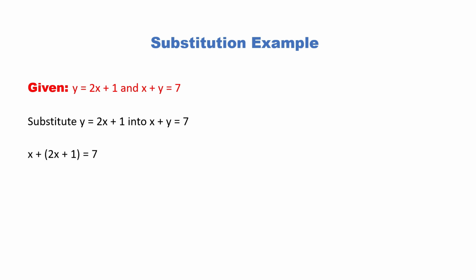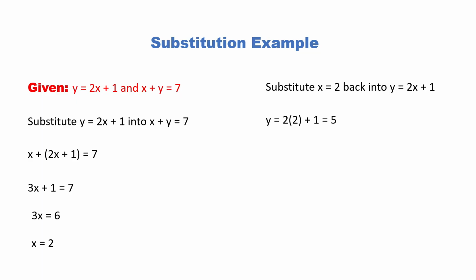So we get x plus 2x plus 1 equals 7. This simplifies to 3x plus 1 equals 7. Subtracting 1 from both sides gives 3x equals 6. Dividing by 3, we find that x equals 2. Now we substitute this value back into the first equation. So y equals 2 times 2 plus 1, which gives y equals 5. Therefore, the solution is x equals 2 and y equals 5.